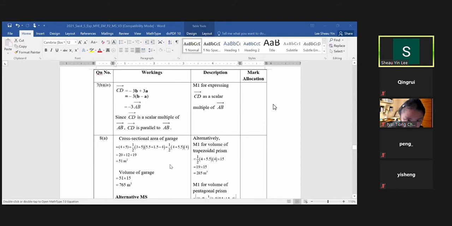Okay, 7BII, scalar multiple, just times 3. Then it's a multiple, yes, minus 3. AB is all the same, it's just that it is negative 3. So CD is parallel. I don't care what the front value is. It can be minus half, minus 3, minus 100, minus 3,000, or a positive 3,400, 800. I don't care if it's positive or negative. So long as the small letter behind is the same, it's parallel.